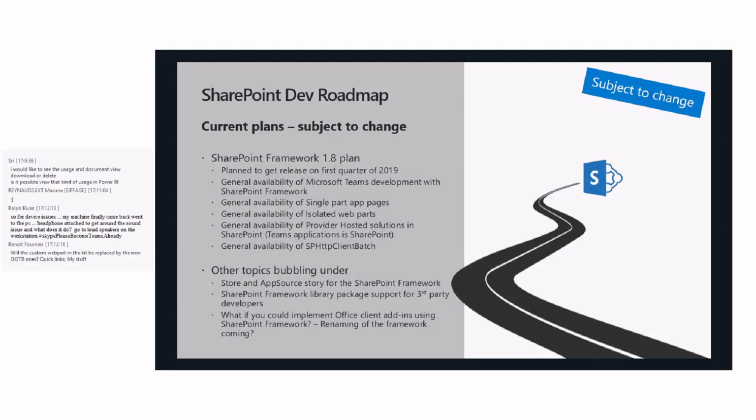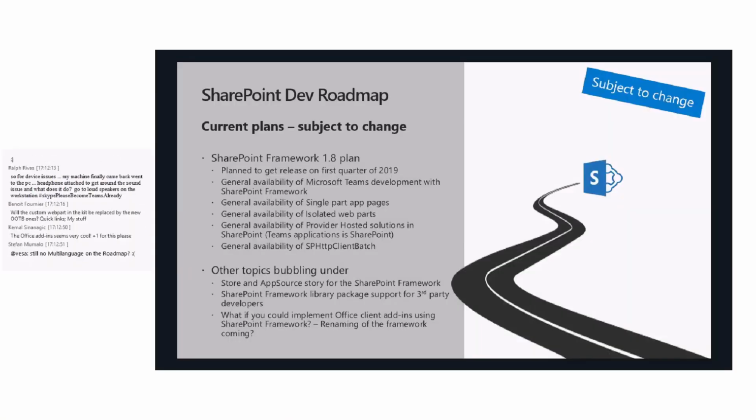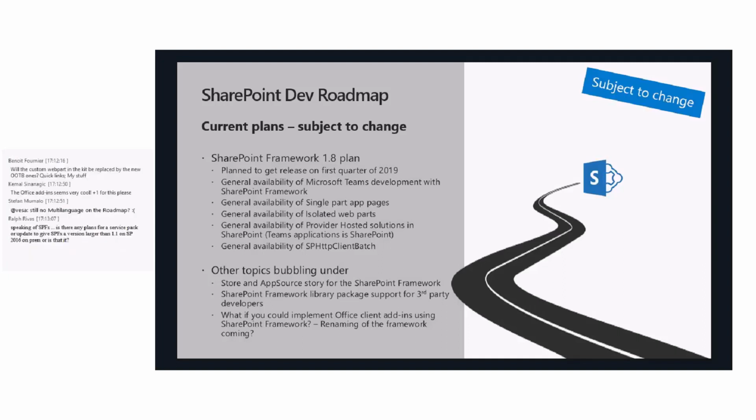In 1.8, we're planning to have general availability for Microsoft Teams development with SharePoint Framework. So that's going to be there. General availability for single part app pages is planned to be there. General availability for isolated web parts, which is in preview right now, and also general availability for provider hosted solutions on the SharePoint side, which basically means the Teams applications on the SharePoint side. And then also general availability of SPHttpClient batch, which is still in preview mode in the current releases. Now, all of this is still subject to change.